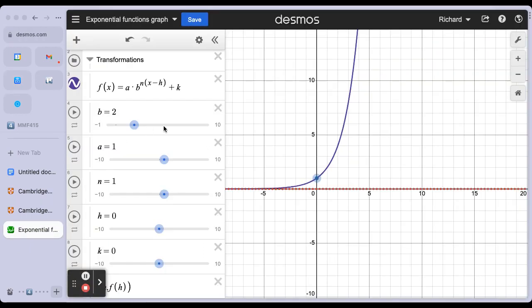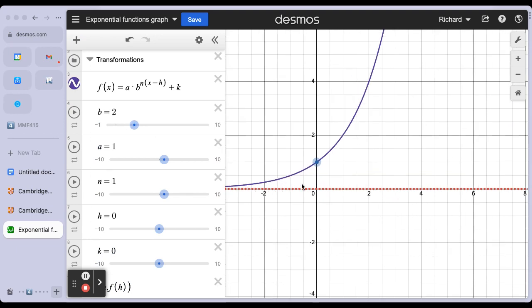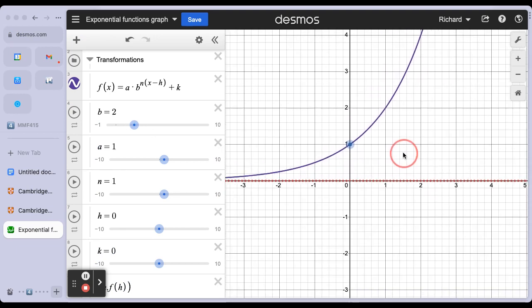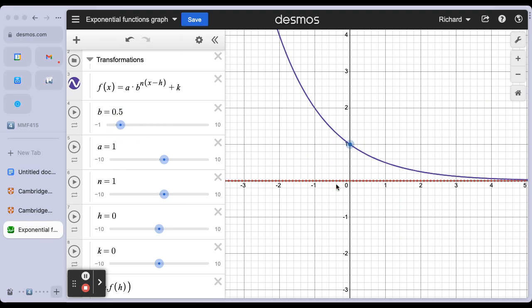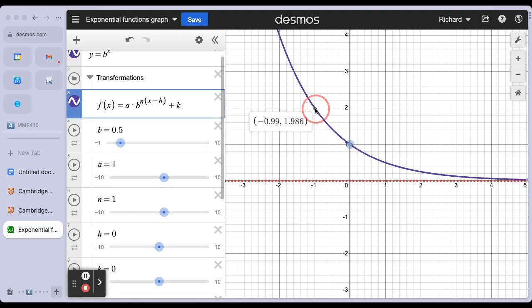So if I go here, if I have b equal to 2, you can see that gives me this shape here, when we've got 1, 2 being the position here. If I make b equal to a half, which is the reciprocal of 2, we can see we've now got -1, 2 being the position here. So the 1, 2 has reflected to -1, 2. That's what a reflection means. A horizontal reflection means all the positive x's become negative x's and the y remains the same. So that's gone to there, and we've got this decay happening instead.